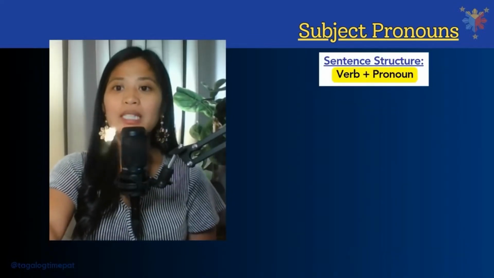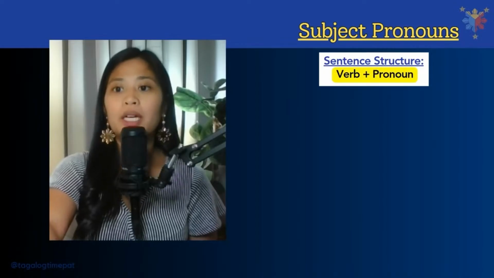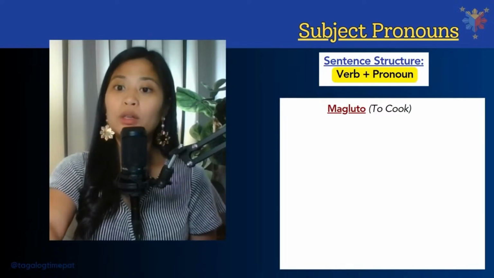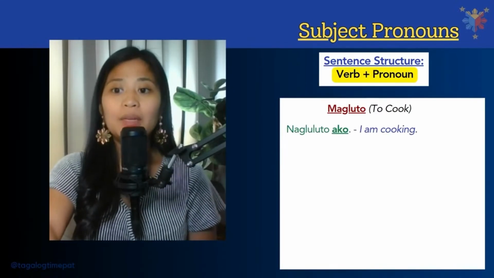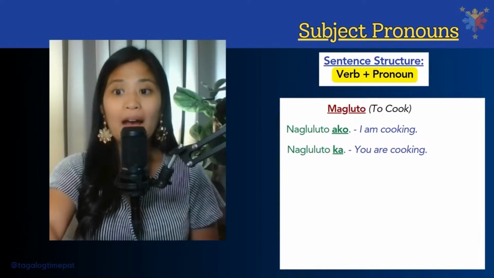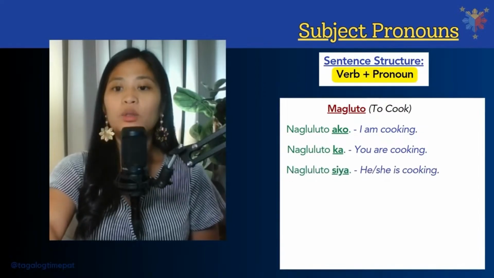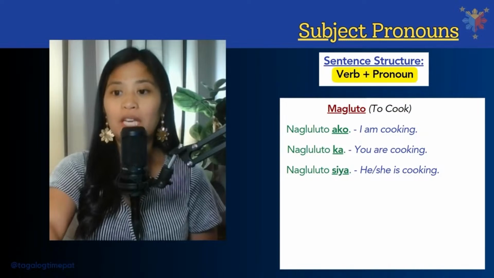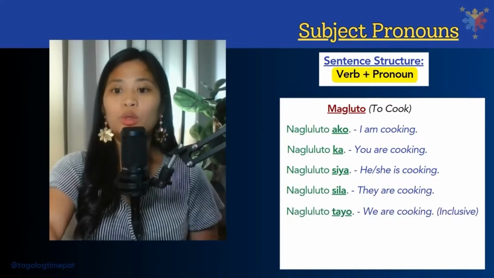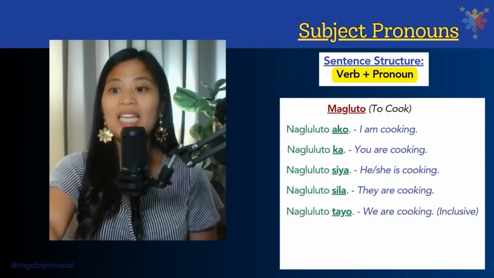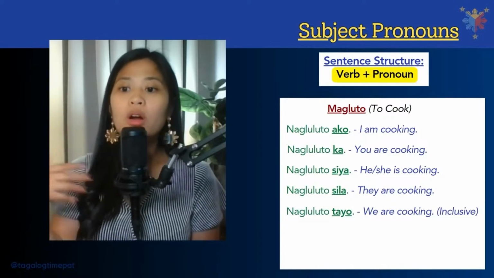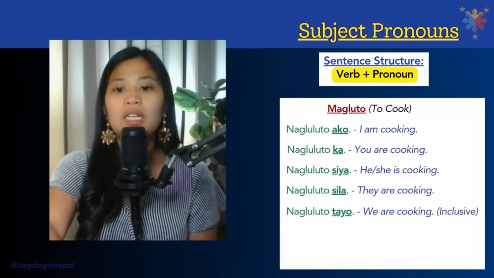Okay, now the simplest sentence structure is verb plus pronoun. If we take a look at the verb to cook, in Tagalog it's magluto. So if you want to say I am cooking, it's nagluluto ako. Or you could say nagluluto ka, you are cooking. Nagluluto siya, he or she is cooking. Nagluluto sila, they are cooking. Nagluluto tayo, we are cooking, inclusive. Again, that's you and me and everyone in the room. We are all cooking together. Everyone is included. Nagluluto tayo.